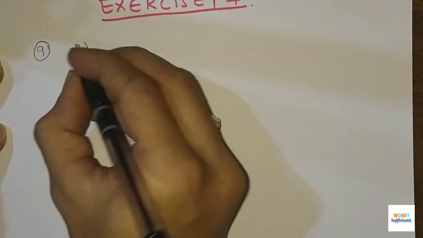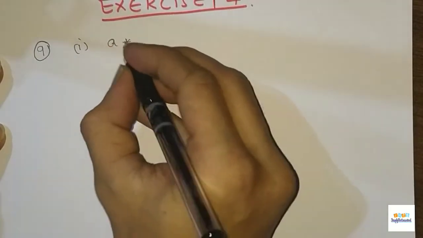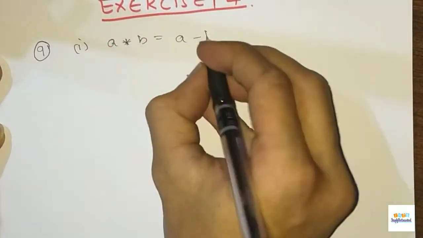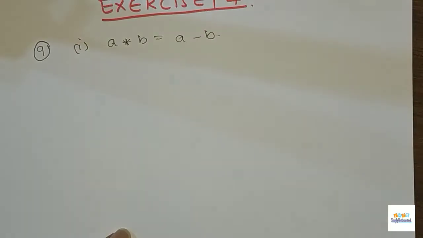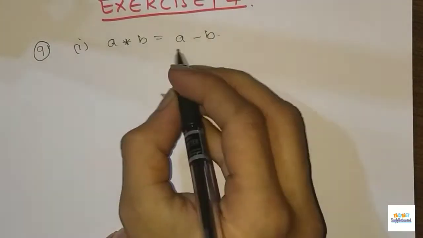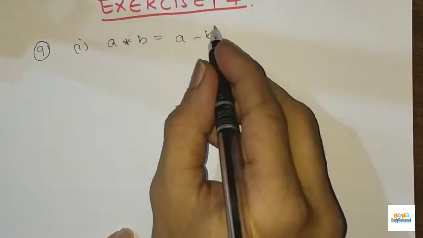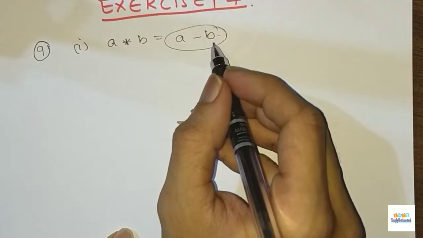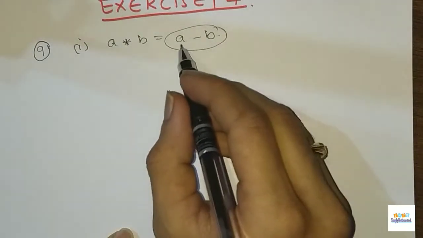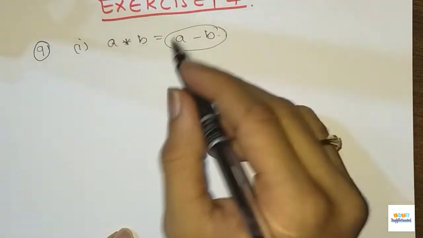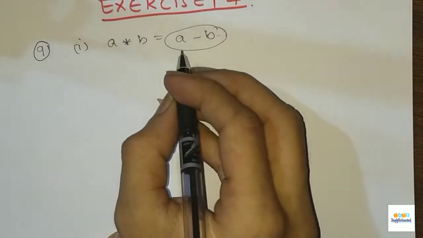Ninth problem, first is given: a star b equal to a minus b. Okay, this is given to you. Now we will first check whether this is commutative or not. So see, here a star b is a minus b. Now if we take b star a, what you will get is b minus a, right? It is different.